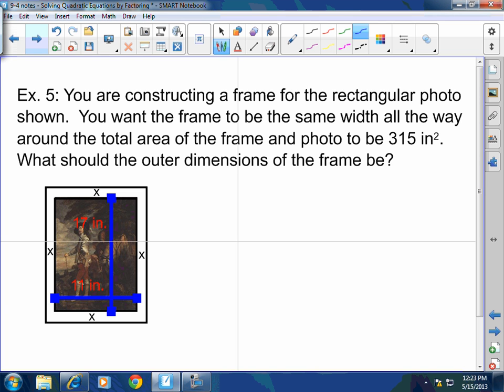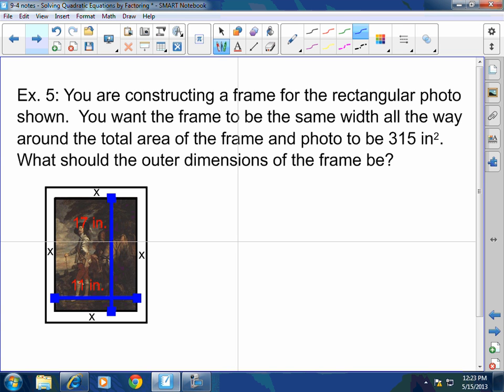Okay. You were constructing a frame for a rectangular photo shown. If you've ever gone to framing stores, guys, people pay hundreds of dollars for frames. If you are a carpenter that makes frames, you're making a lot of money, okay? So anyways, if you do it correctly.